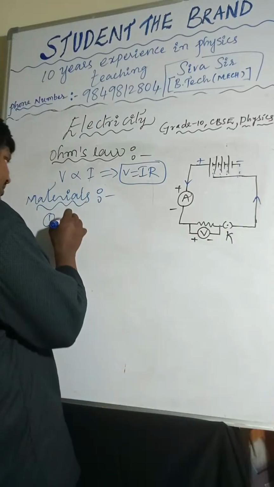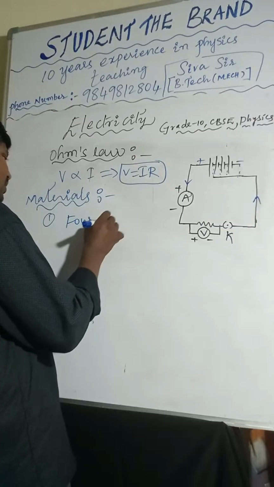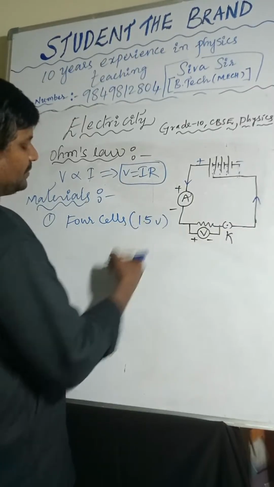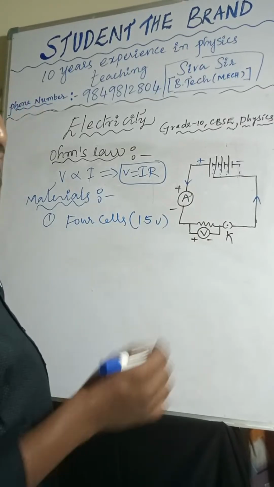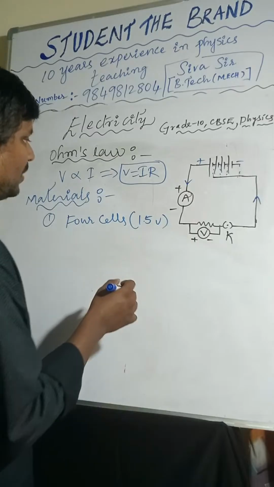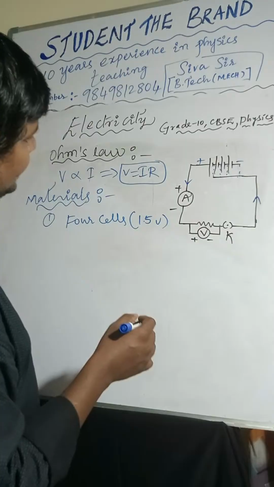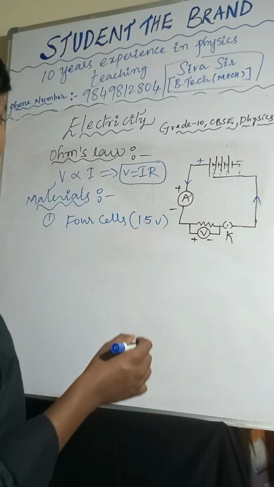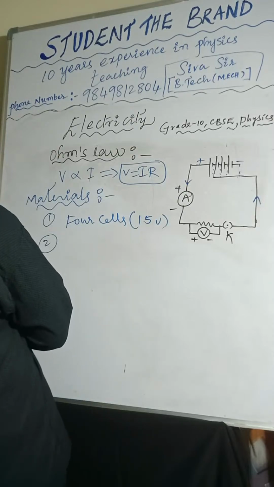Four cells, 1.5 volts each. Correct? Yes or no? And the second one I'm considering.